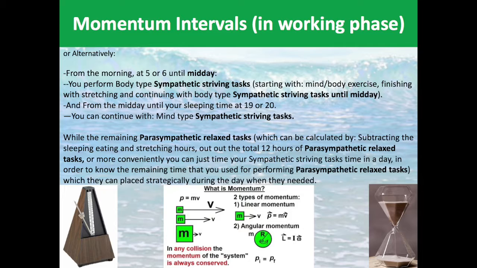Or alternatively, from the morning, at 5 or 6 until midday, you can perform body-type sympathetic striving tasks, starting with mind-body exercise, finishing with stretching, and continuing with body-type sympathetic striving tasks until midday, and from midday until your sleeping time at 19 or 20, you can continue with mind-type sympathetic striving tasks, while the remaining parasympathetic relaxed tasks can be calculated by subtracting the sleeping, eating, and stretching hours out of the total 12 hours of parasympathetic relaxed tasks. Or more conveniently, you can just time your sympathetic striving tasks in a day, in order to know the remaining time that you use for performing parasympathetic relaxed tasks, which you can place strategically during the day when you need it.